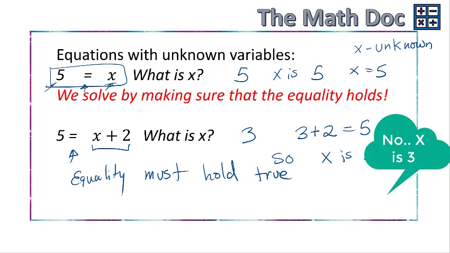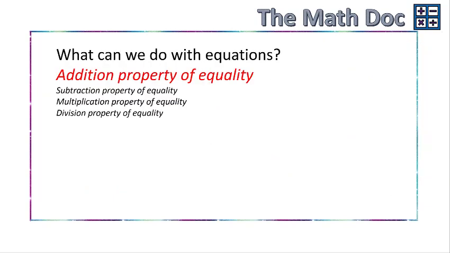And to do that, we have a set of properties of equalities that are all listed here. The first one is the addition property of equality, and that's going to be the one we will look at first. But we also have subtraction property of equality, multiplication property of equality, and division property of equality. We actually have more properties, but these will suffice at this point. So let's look at the addition property of equality, and I'm going to write down a very simple equation that doesn't even use numbers. It uses letters as variables.